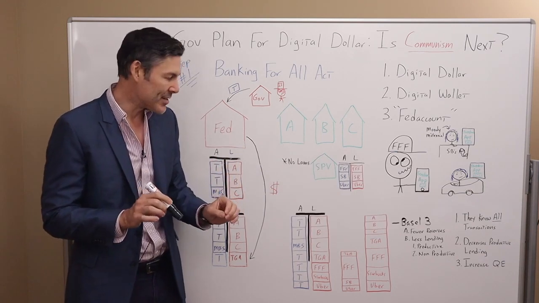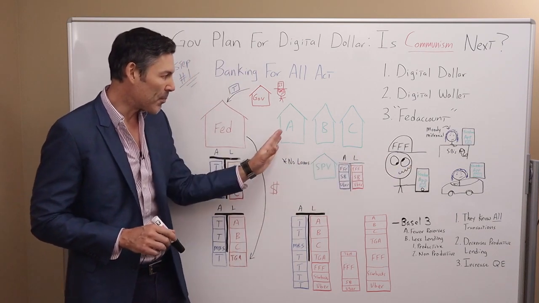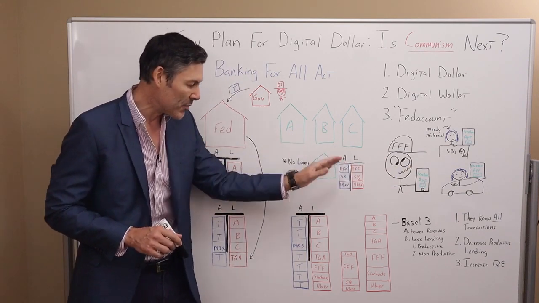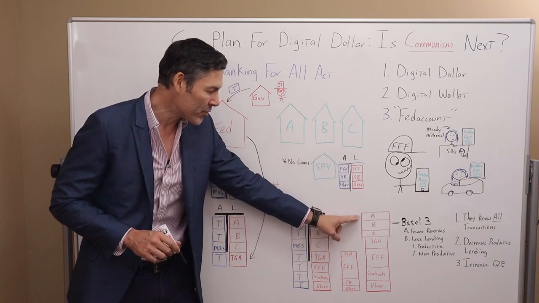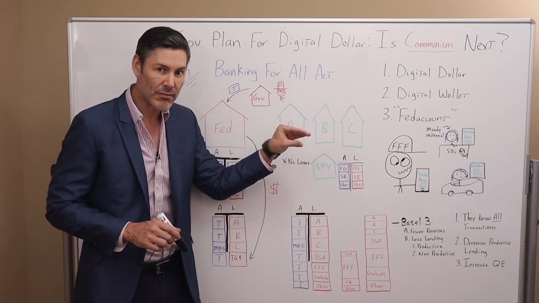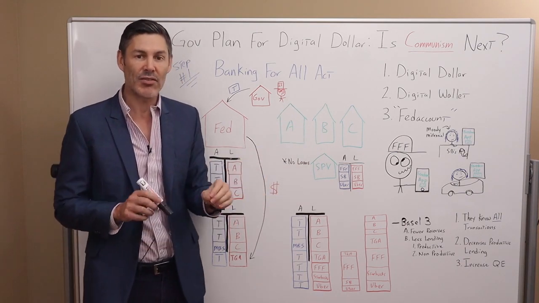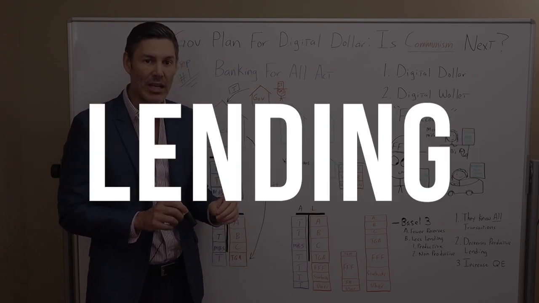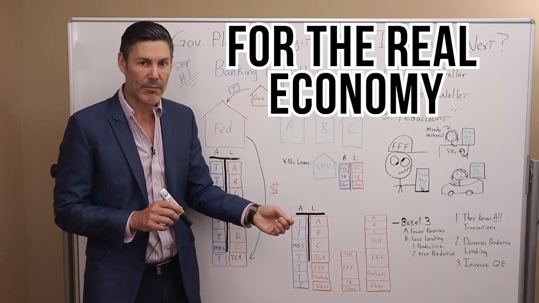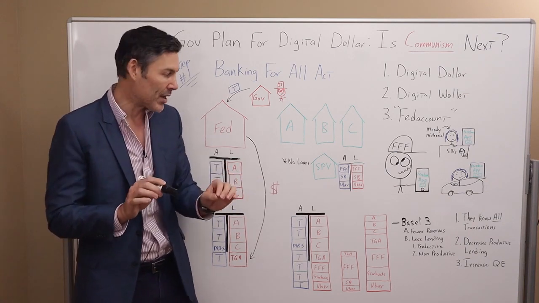But let's connect the dots. If the entities in the private sector are moving deposits away from the banking system to the Fed, that means the bank reserves held by the banking system shrink. Well, if there are fewer reserves, that means there's less productive lending for the real economy. And we're going to address this more in step number 3. So make sure you're really paying attention to this.